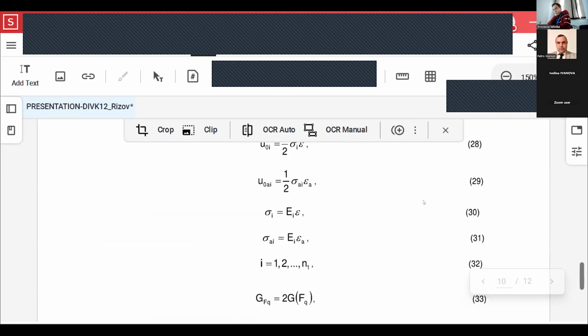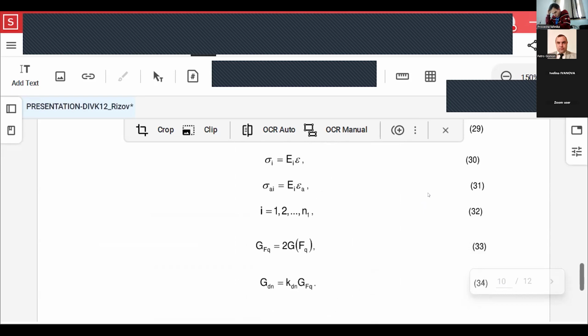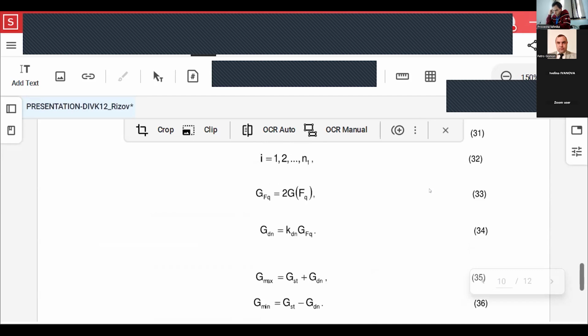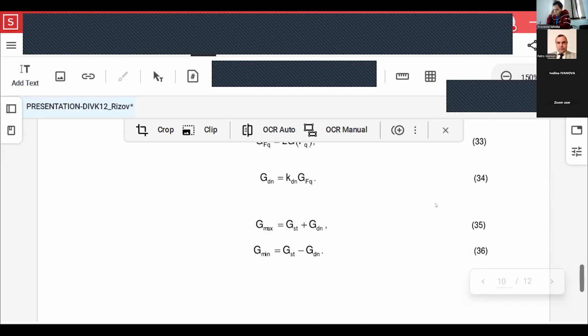The strain energy release rate induced by the load Fq is found by applying equation number 33. Here, G is a function of Fq and is estimated by applying equations number 26 and 27 after replacement of P with Fq. The strain energy release rate induced by harmonic load is obtained by applying equation number 34. Equations 35 and 36 can be applied for estimation of the maximum and minimum of the total strain energy release rate. The extremals of the total strain energy release rate induced by harmonic load confirm the maximum and minimum of the total J integral, which is a verification of the solution.